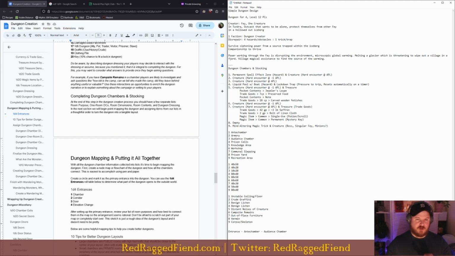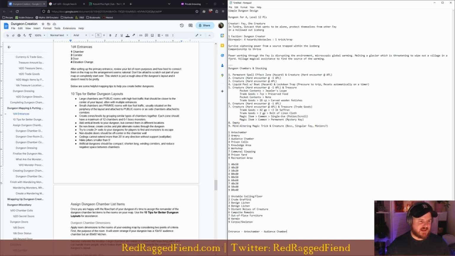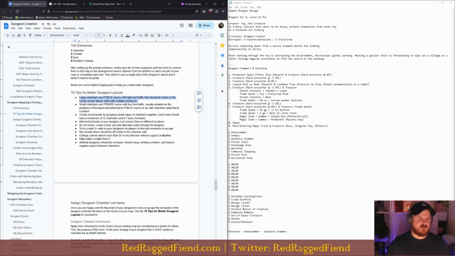And before we get too far, I do want to make a note down here. I've got 10 bullet points for making better dungeon layouts that I've pulled over the years from a bunch of different sources and cobbled together, mixed in with my own experiences building and running dungeons, that I think help a lot. The first one is that, just like with the audience chamber, large chambers are public rooms. That means they're areas of high foot traffic. It's a little weird for this dungeon, because it's a solo person cutting themselves off from the world. But ideally, those large public rooms are central, and they include high traffic areas through a dungeon.